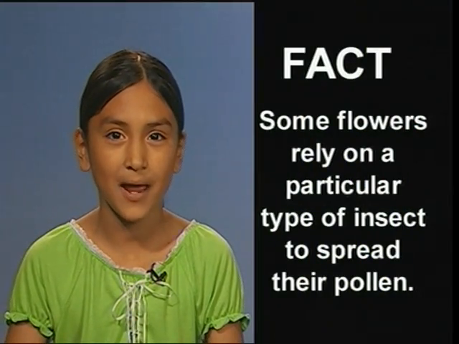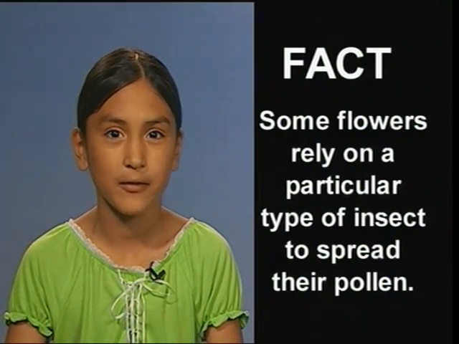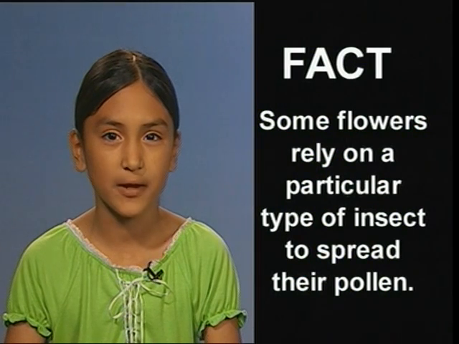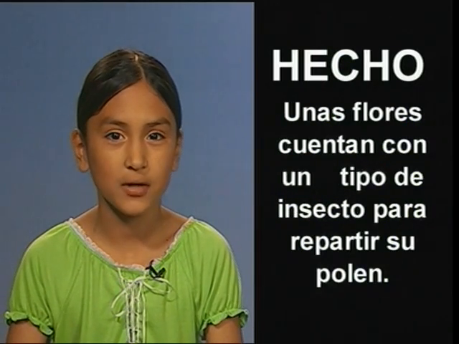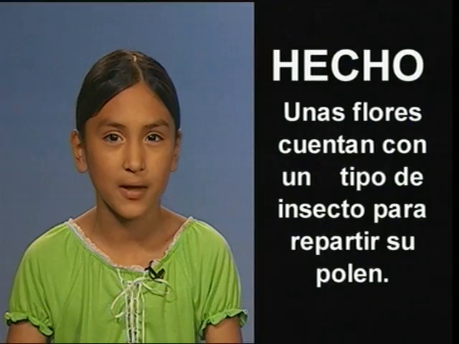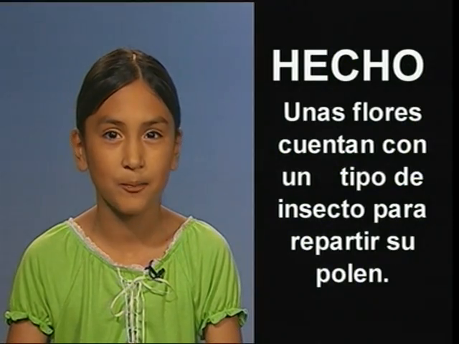Fact. Sunflowers rely on a particular type of insect to spread their pollen. Hecho, unas flores cuentan con un tipo de insecto para repartir su polen. Insects are cold-blooded. Before a big bug can take off and fly, it may have to raise its temperature so that the flight muscles inside the thorax can work properly. To do this, it shivers just like you do on a cold day.